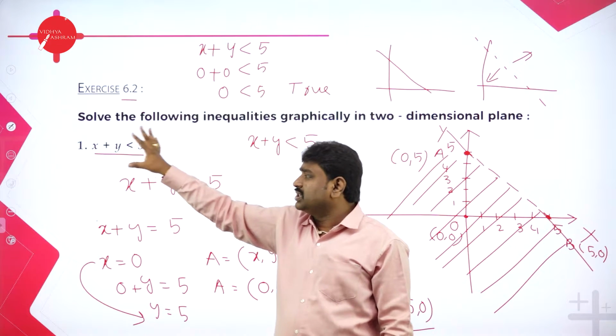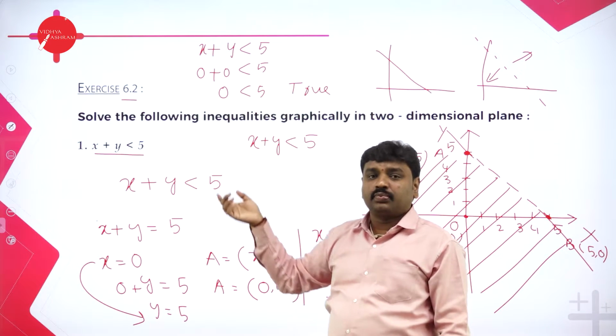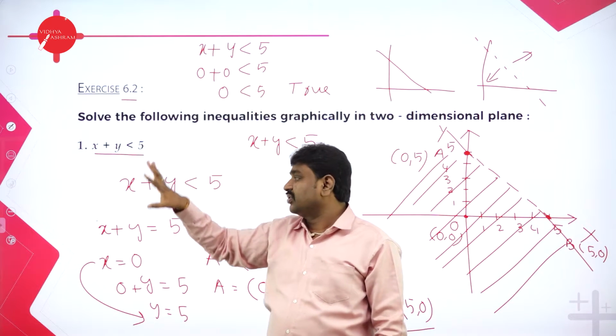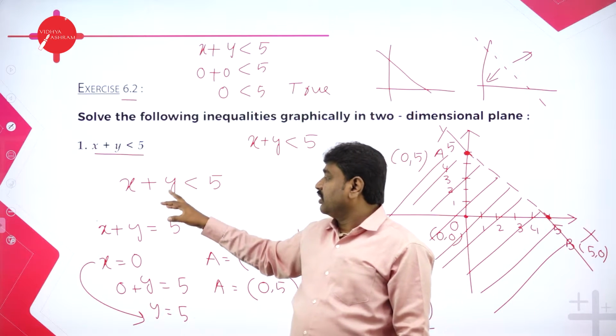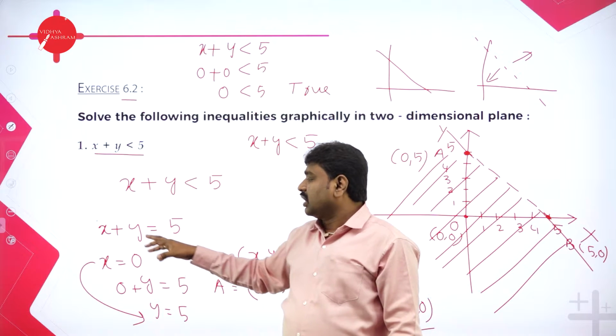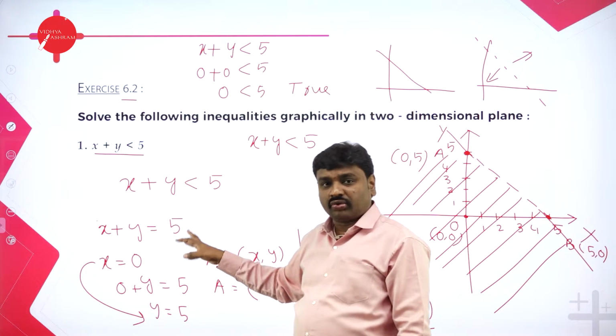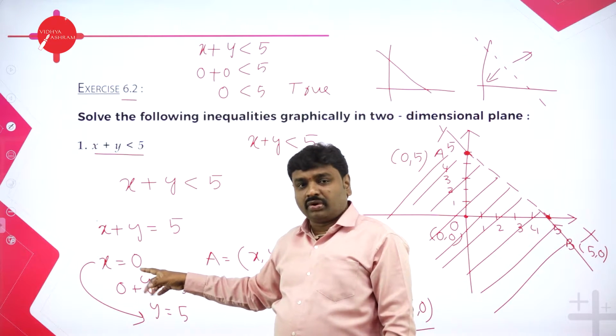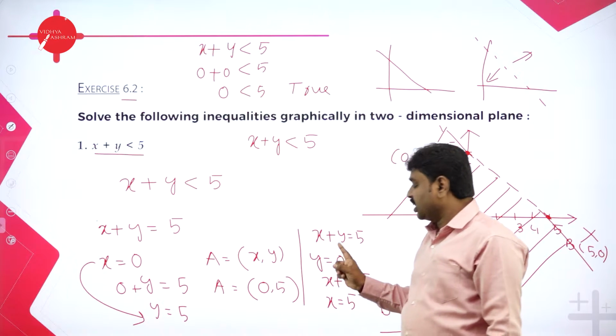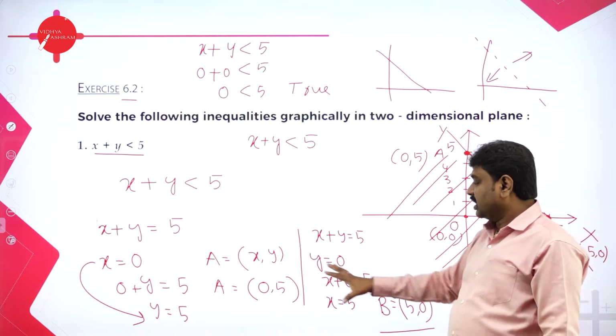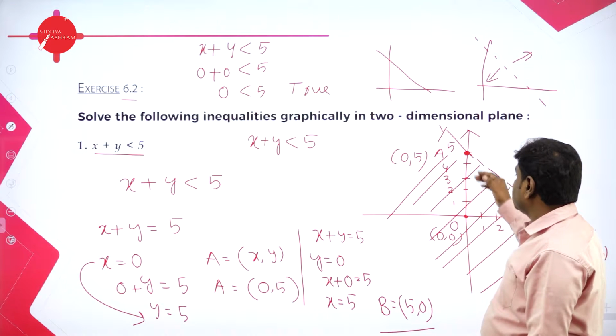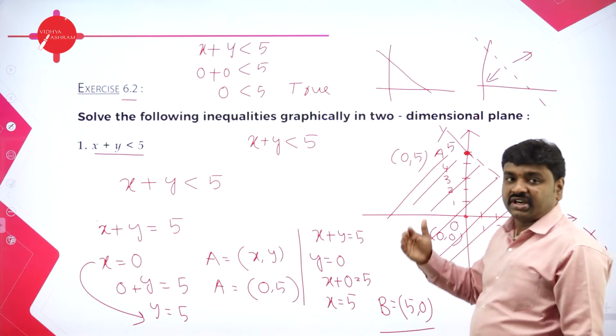So put y equal to 0, you'll get the point on the x-axis; put x equal to 0, you'll get the point on the y-axis. First I'll take x plus y equal to 5. In the place of x I'll put 0, I'll get the y value. In the place of y I'll put 0, I'll get the x value. Then I got 2 points, put the 2 points and draw the line.